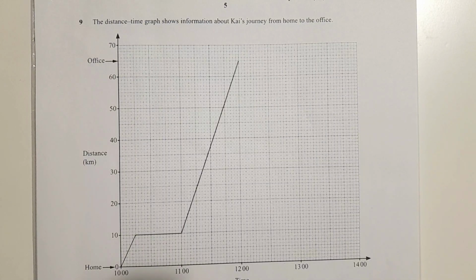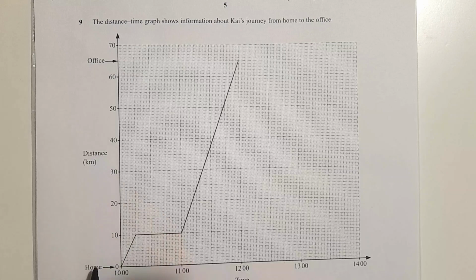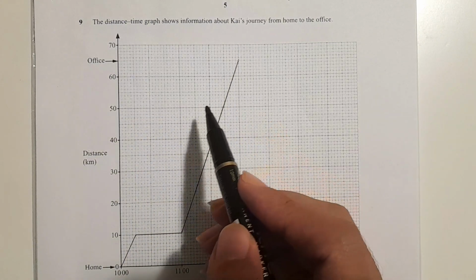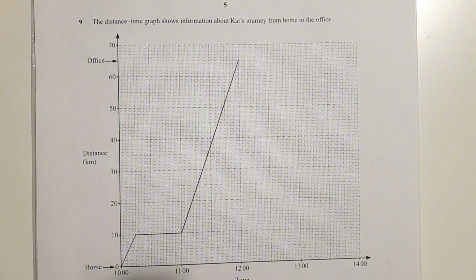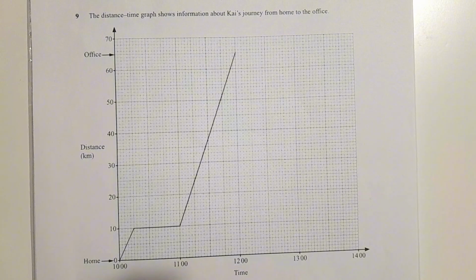Question 9 states the distance time graph shows information about Kai's journey from home to office. So this is the office. It is at 65 kilometers and the home is at 0 kilometers. Calculate the average speed in kilometers per hour for Kai's journey from home to office. So speed is equal to distance divided by time. So distance is 65 and time is 2 hours.